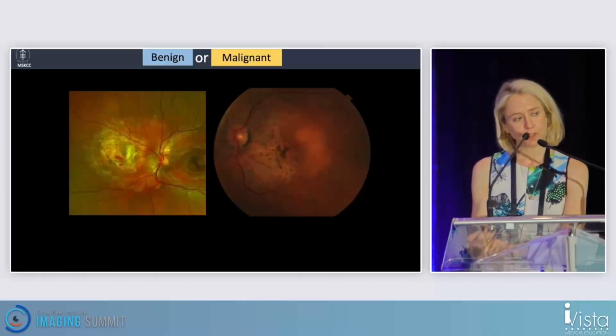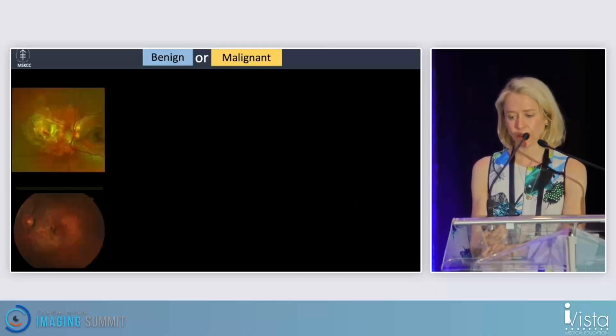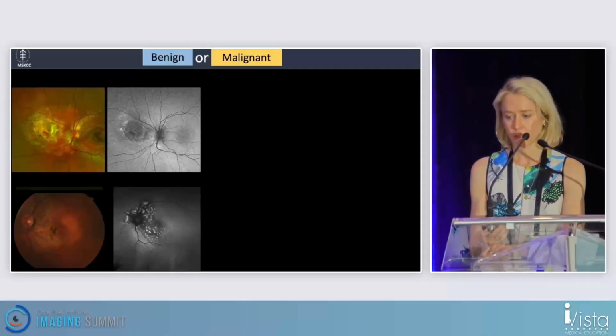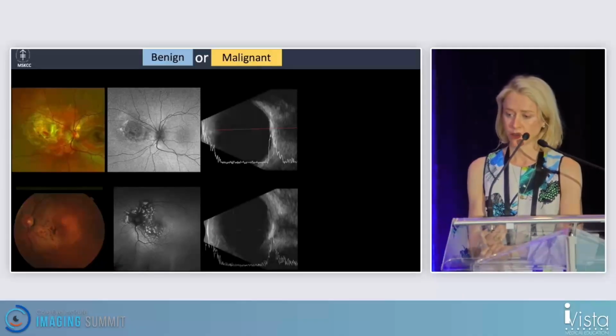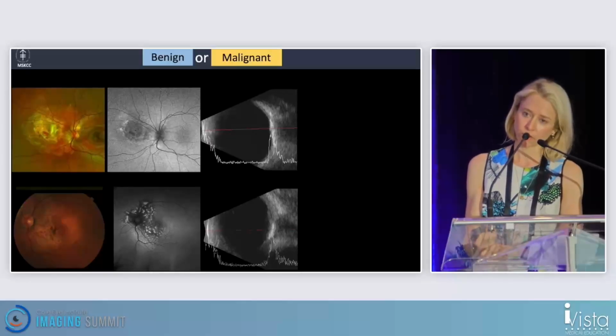What about these two lesions? Which one is benign, which is malignant? I'm not going to give it away quite so easily. On the autofluorescence, you can see that there's a mixed pattern. On the ultrasound, they're both hyperreflective. But do they look like a scleral choroidal calcification?